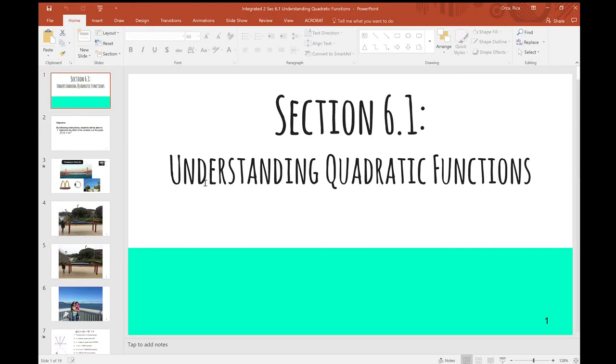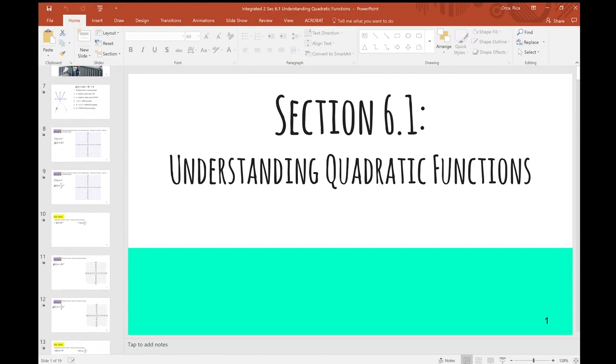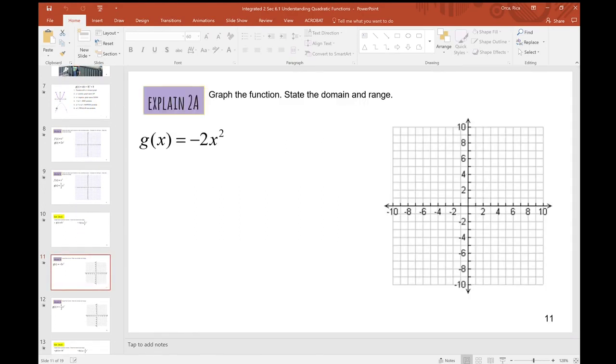Welcome back to section 6.1, Understanding Quadratic Functions, part 2. In our last video, we graphed parabolas that opened up. In this video, we're going to be graphing parabolas that open down. Let's go ahead and look at Explain 2A. Graph the function. Afterwards, state the domain and range.